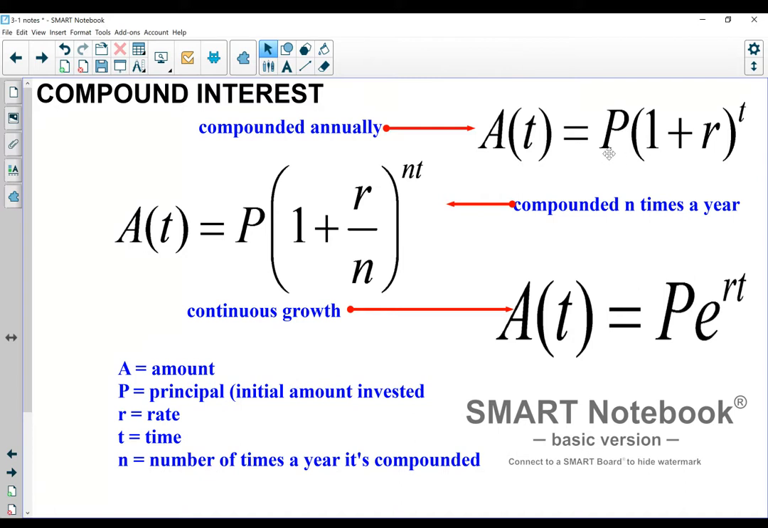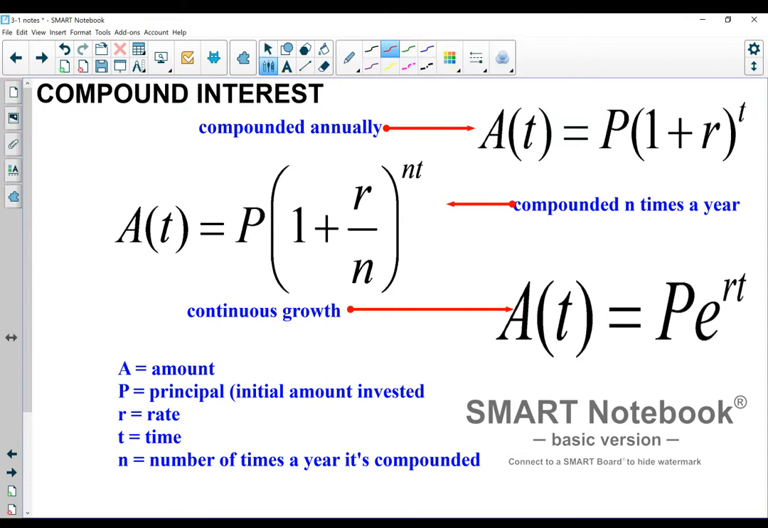So the P is always our initial amount, and then depending on the interest rate we get, and N, the number of times we're compounding per year, that's going to change how much money we get out. So A of T is going to be the money that we get out when we invest. We've got just compounded annually. I never memorize the annually one because you can get it just by putting 1 in for N.